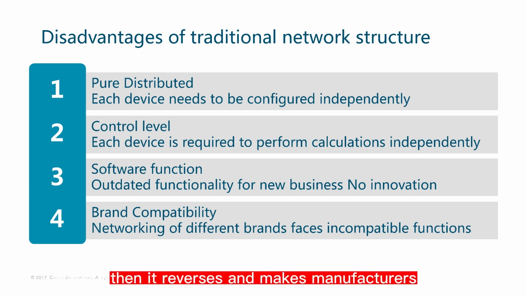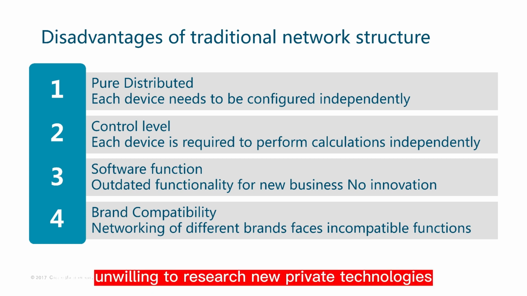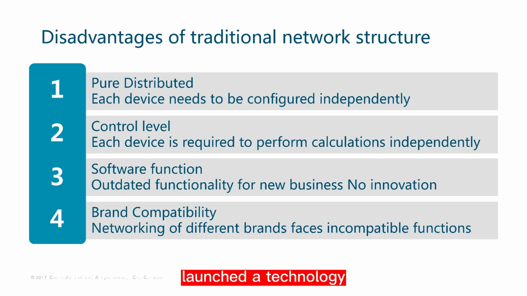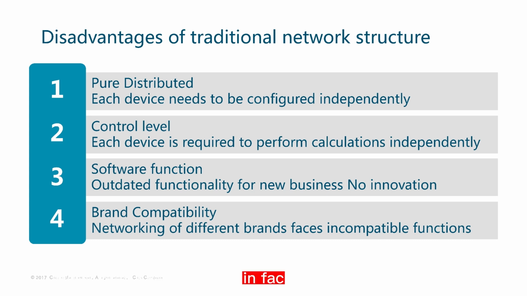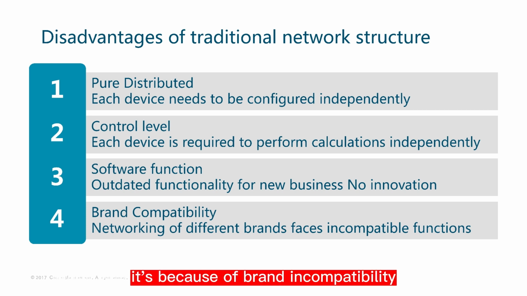Then it reverses and makes manufacturers unwilling to research new private technologies. Manufacturers have spent a lot of research and development funds for decades. Launched a technology such as EIGRP. The development cycle is quite long. After it was launched, no one used it. The money is wasted, including software feature incompatibility. In fact, it's all one meaning. It's because of brand incompatibility.